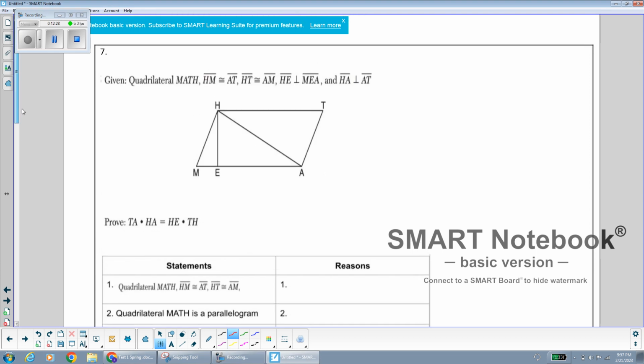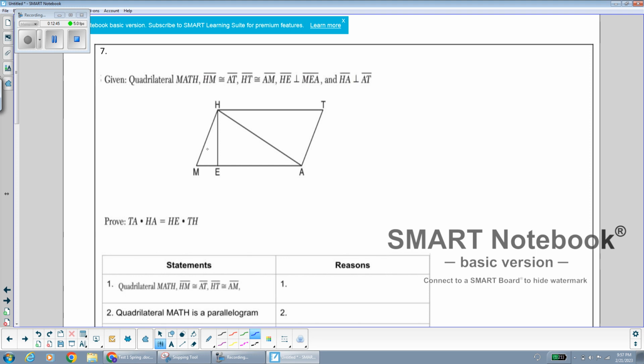Here we have a fill in the blank proof. When you have a fill in the blank proof, it might be a little bit tricky because you have to follow somebody else's reasoning. It also might be a little bit easier in some cases because you have kind of a direction to go in. So some people like them, some people don't.